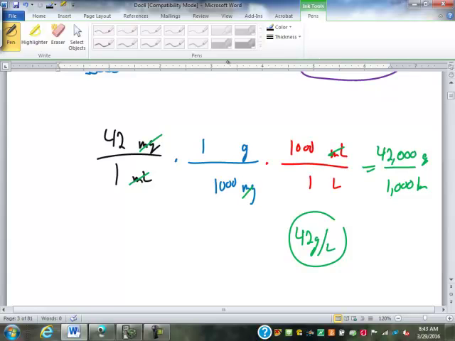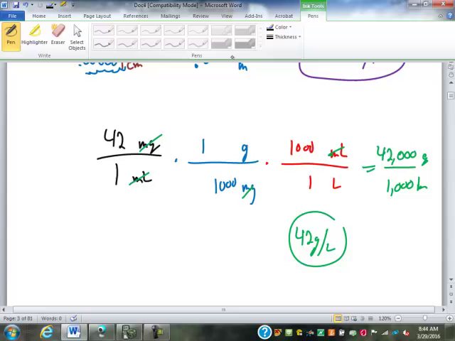Well, there's good news and bad news. The good news is after today we are going to be done doing our measurement conversions. The bad news is that means that tomorrow is a test on measurement conversions.